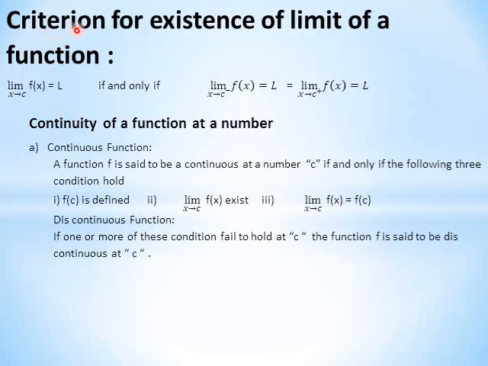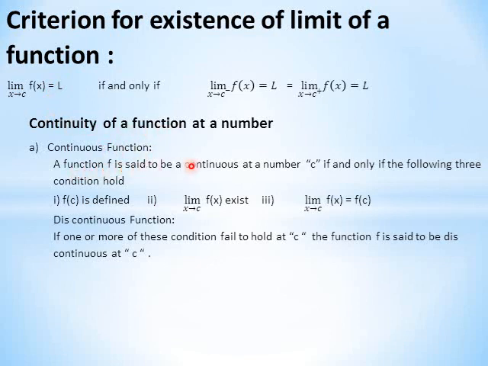Now this is the criteria for the existence of a limit of a function: limit x tends to c f of x is equal to L if and only if the left hand limit and the right hand limit are equal, that is, both the left hand limit and the right hand limit exist. And for the continuity of a function at a number, what is a continuous function?